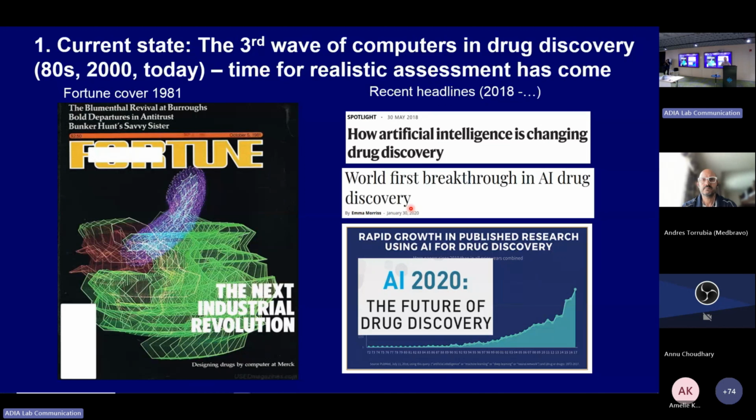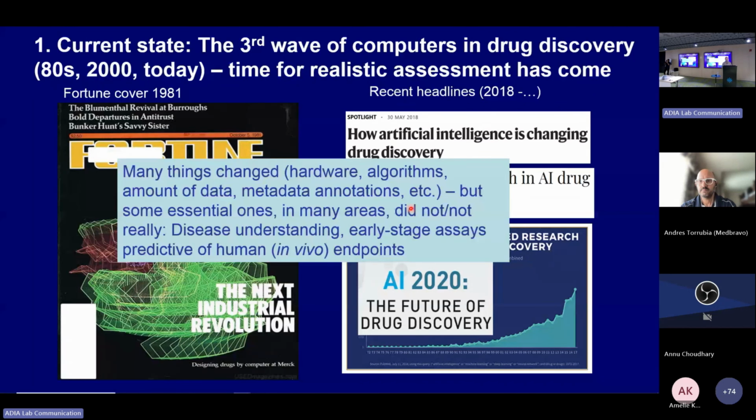So we can generate lots of data. Is that data relevant for decision making? It depends. It's a needle in a haystack problem, okay? And so I think many things did change: hardware, software, algorithms, and so on. Metadata changed. But what did not change as much is disease understanding and knowing which early stage assay is predictive of human systems.